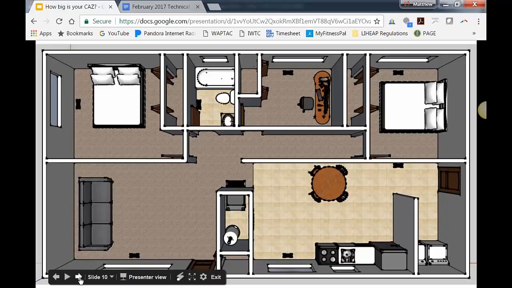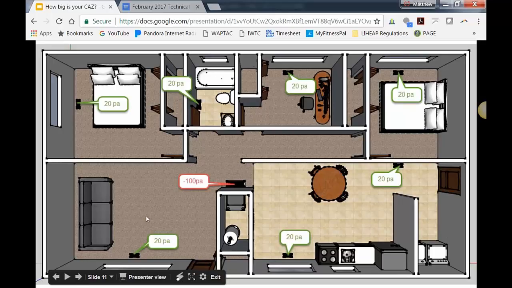Okay, so I think my next slide shows it. Just for the sake of our discussion here, let's say that this furnace has turbo on it, and it's putting out gobs of pressure, and it was also designed really, really well. And we have exactly 20 pascals of pressure coming out of each vent. Now in the real world, you're going to get much less than that, but just for our argument, we'll say each one of these supplies is putting out 20 pascals of pressure, and our return is pulling 100 pascals of pressure. So with all the doors open, is this house going to be under positive pressure or negative pressure?